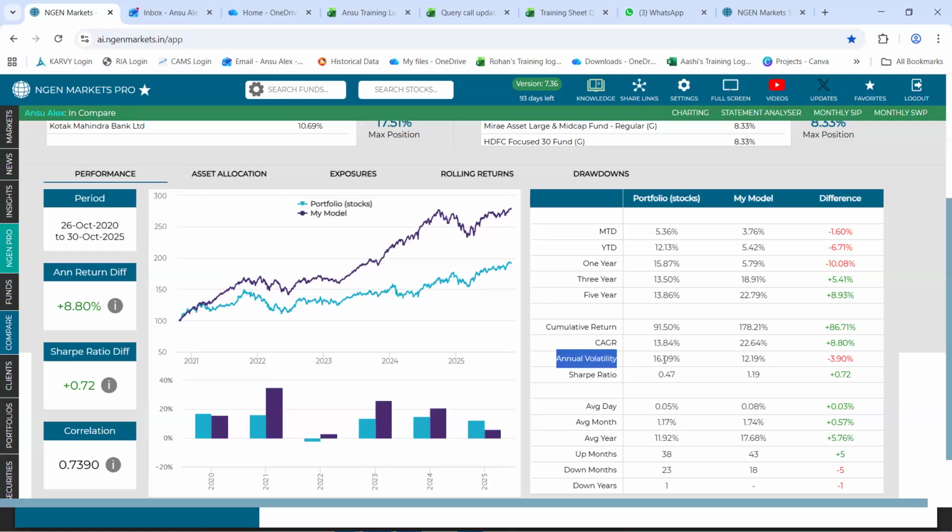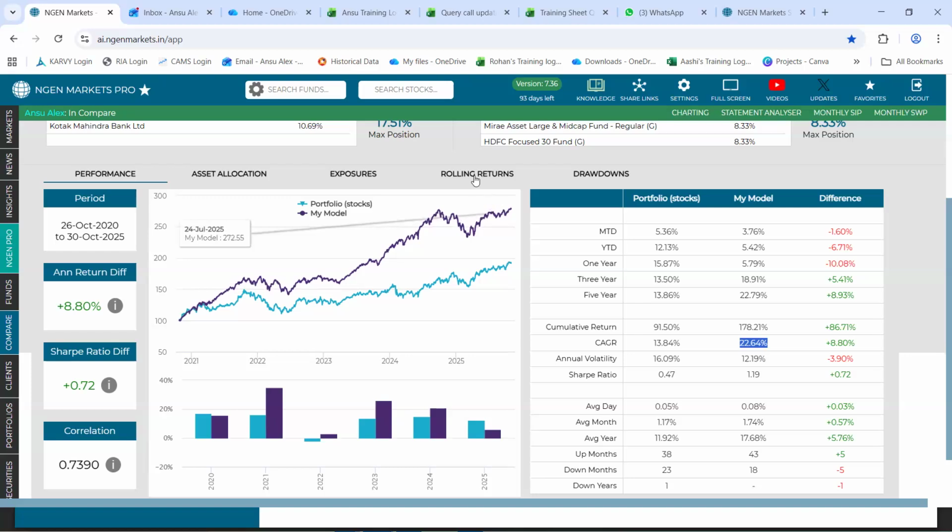My stocks portfolio, which had a volatility of 16%, has come down to a total of 12.19% in this MF portfolio specifically. In addition to that, you can also see that the CAGR returns have in fact increased from 13.8% in this stocks portfolio to a total of 22.6% in my model MF portfolio.